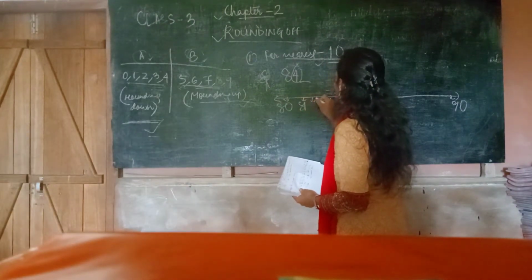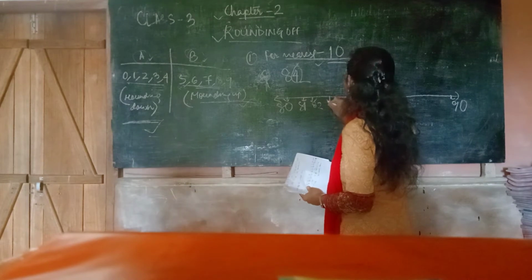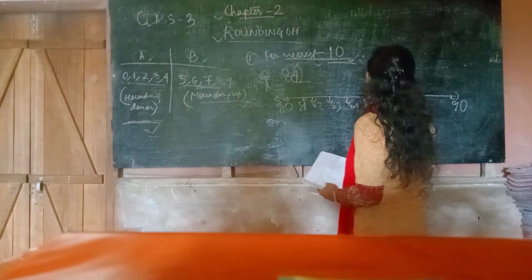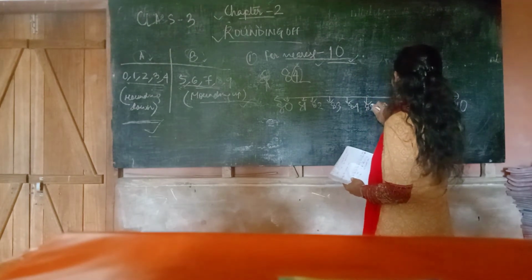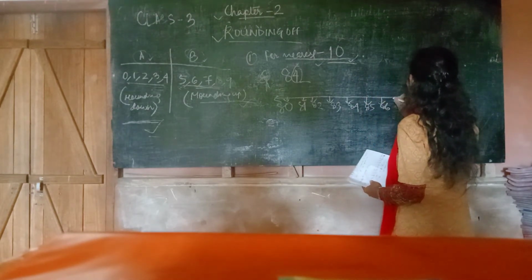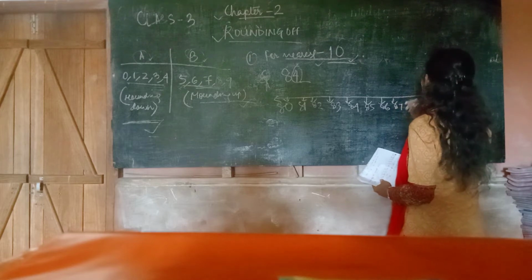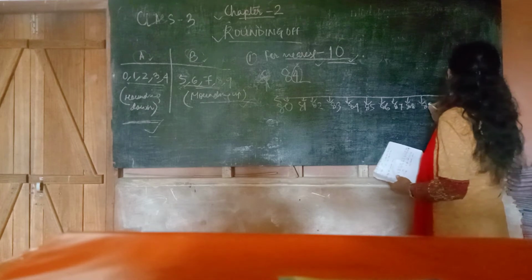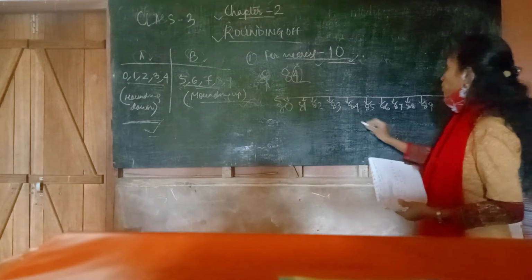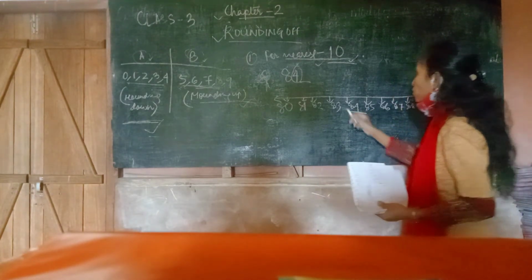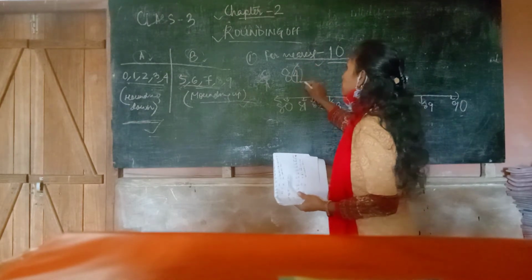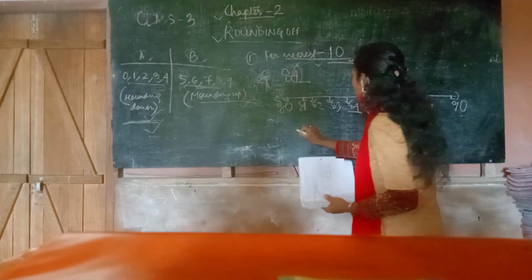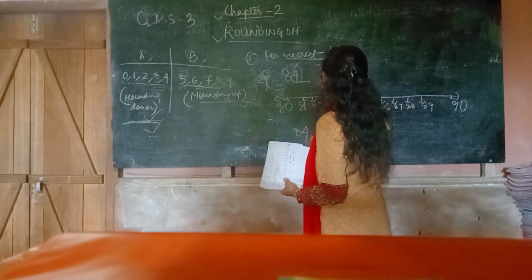So what is the next number after 80? 81, 82, 83, 84, 85, 86, 87, 88, 89 and 90. So 84 lies here. The digit in the ones place is 4, means less than 5. Rounding down. So what is the lowest number for 84?